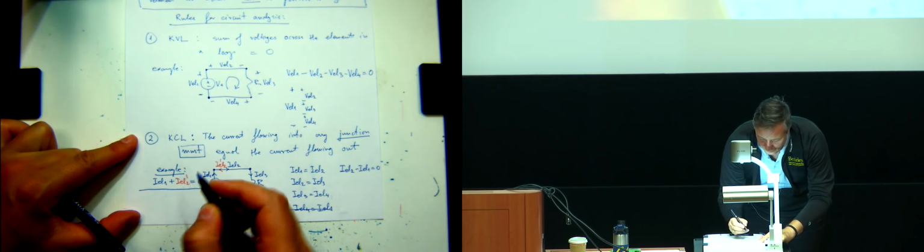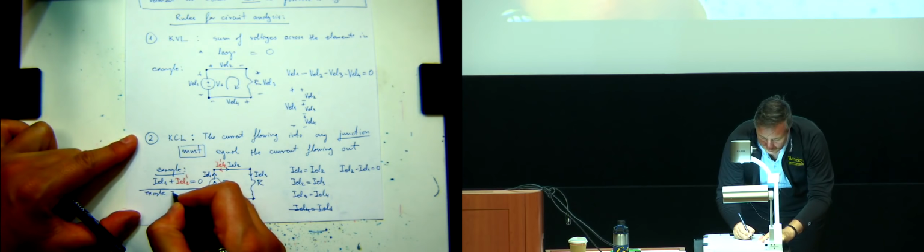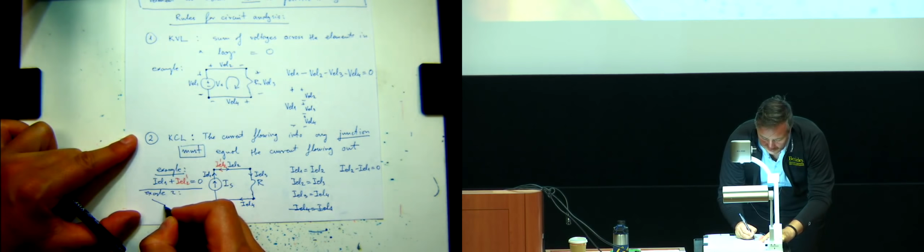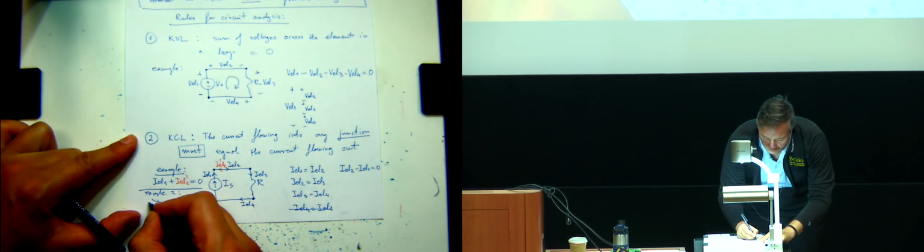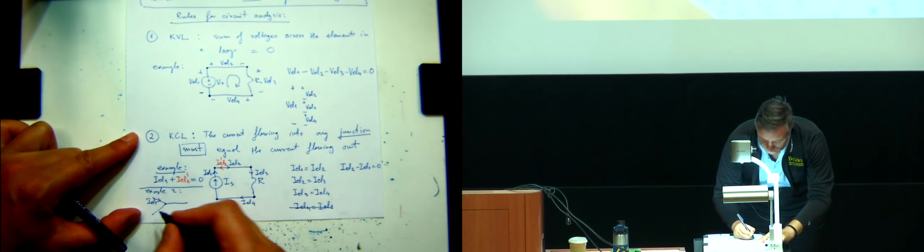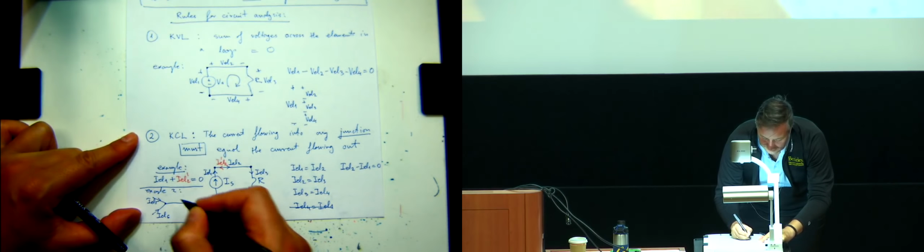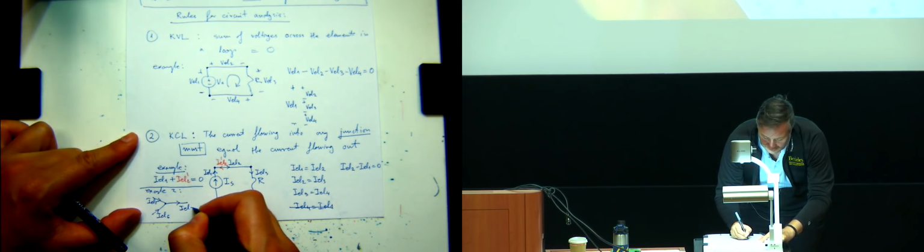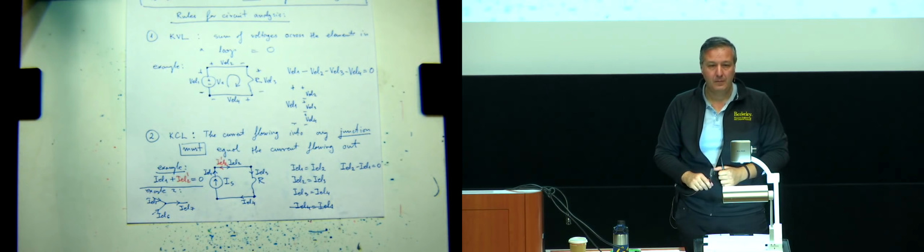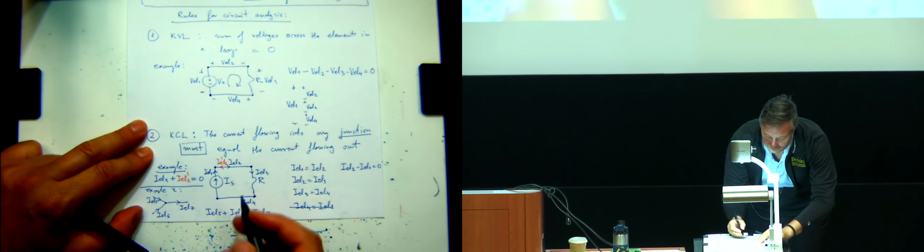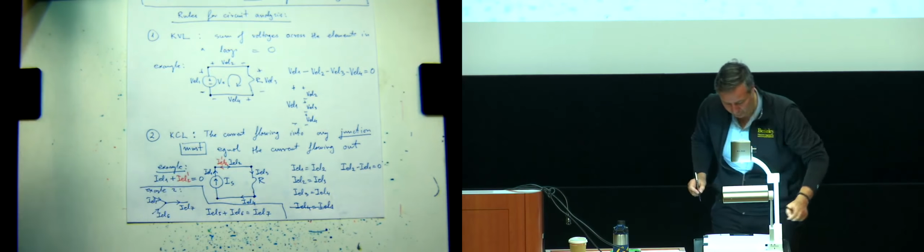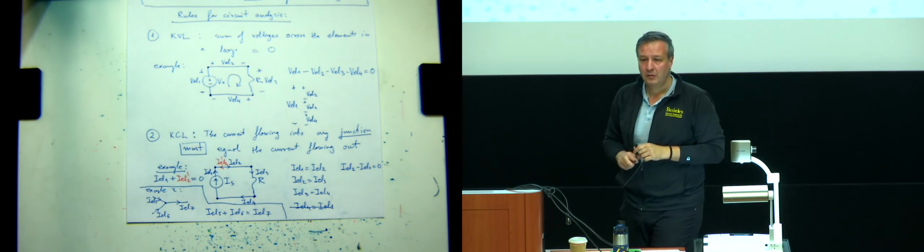Real quick, example 2 would be if I have a junction like this. So I have I element 5, I element 6, I element 7, right? For that one, I'll just write again the same thing: I element 5 plus I element 6 equals I element 7. Does that make sense? Yeah, these are just rules. Okay.